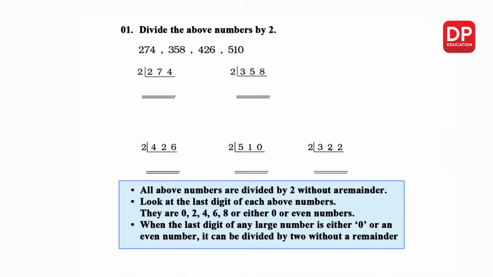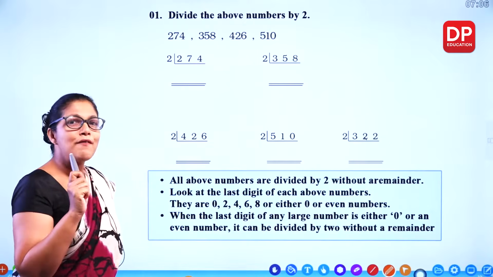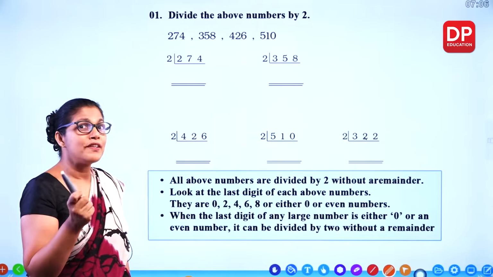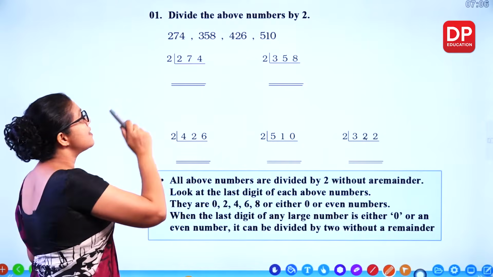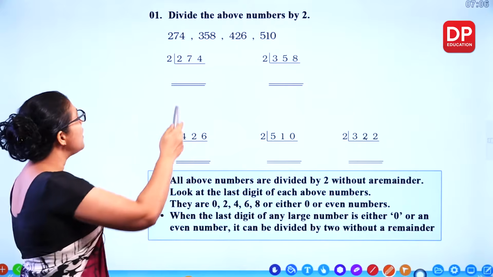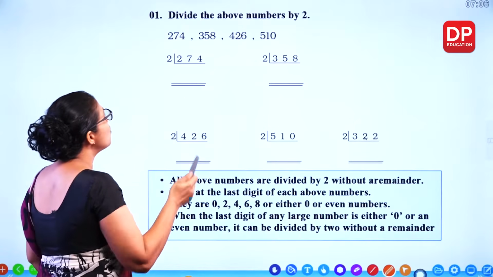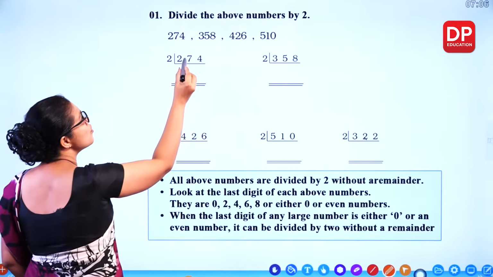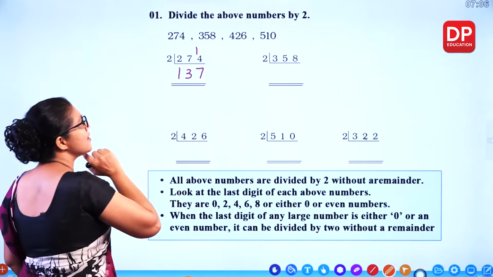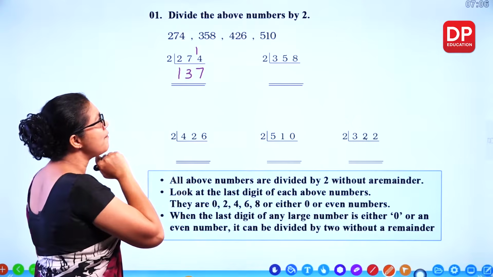Look at this number, 274. How can we find out whether the number is divisible by 2? You already know that. If it's an even number, it's divisible by 2. So we'll look at 274, it is an even number. Divide by 2. 2 times 1, 2 times 3, 6, 1 remaining and then 7. So it's divisible. Take this number 358.